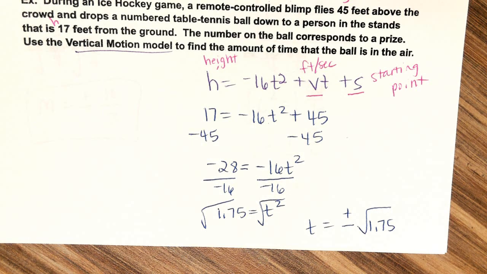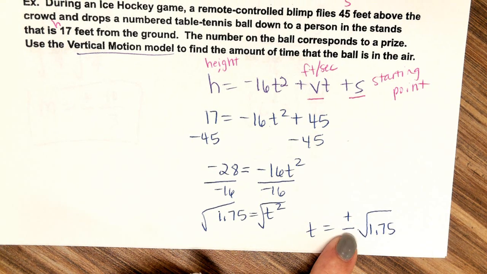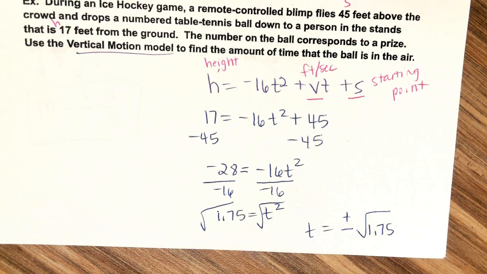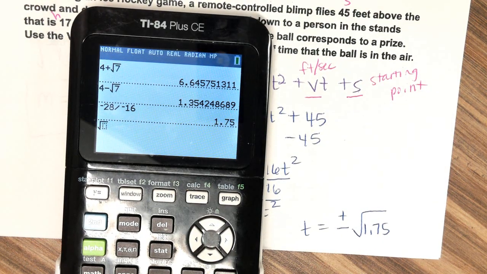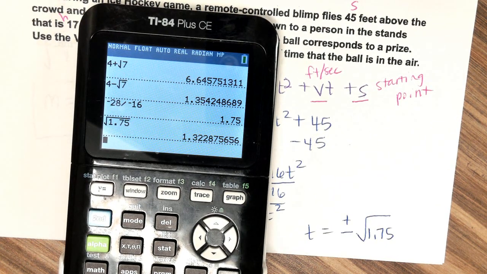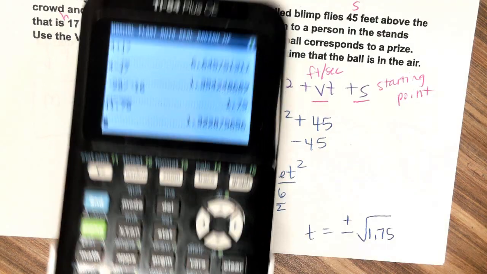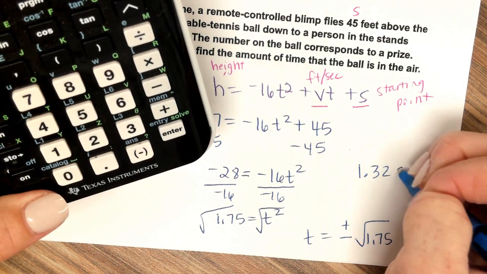Now here's the problem. We're talking about seconds. Can you have a negative second? So would I even consider the negative as my answer? No. So what is the square root of 1.75? About 1.32 seconds.